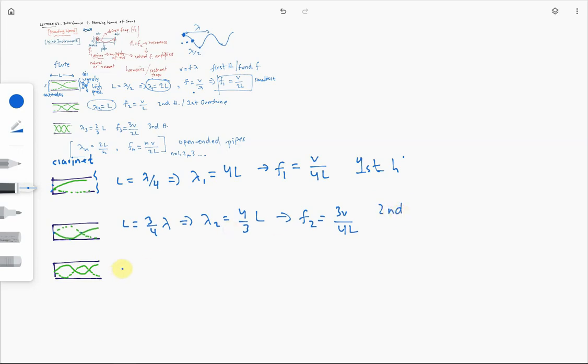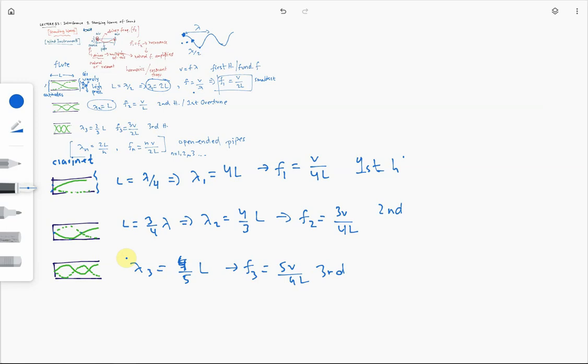Okay, just follow along the progression. Here we will have lambda 3 is 4 over 5L, and F3, the third harmonic frequency, will be 5V over 4L. Okay, so this is the third harmonic.